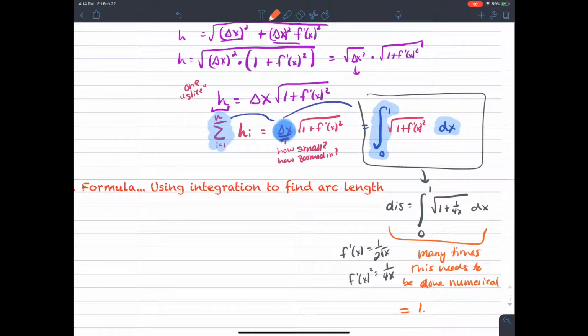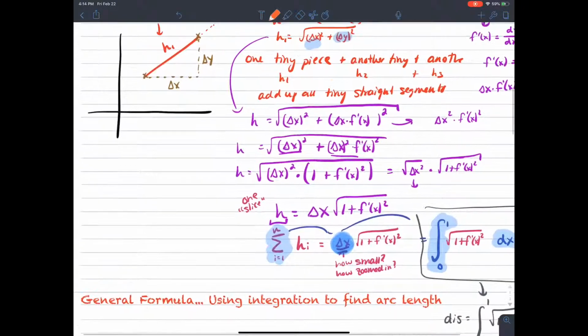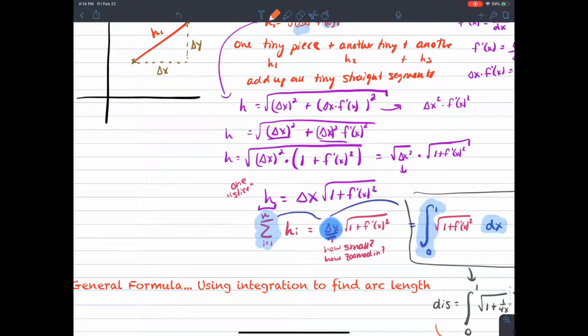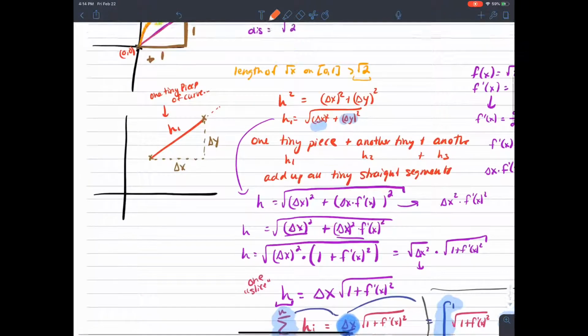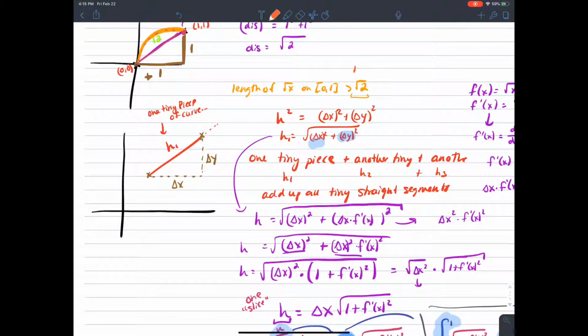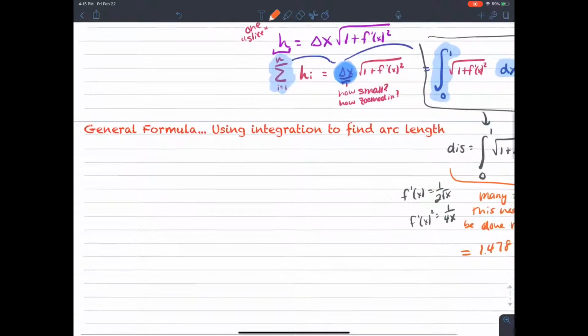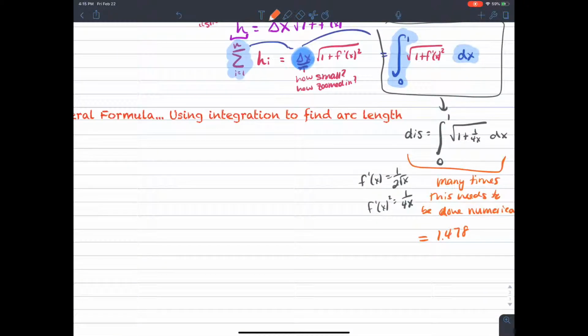And I get 1.478. And if we go back to our original guess, the square root of 2, that's about 1.41, and we knew that it was going to be a little bit bigger than 1.41. We just didn't know how much. We got 1.47, so I think that's a pretty reasonable estimate. Starting with 1.41, we can see that our answer is probably confirmed. Now that in general is always going to work.